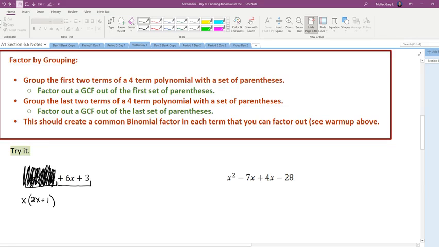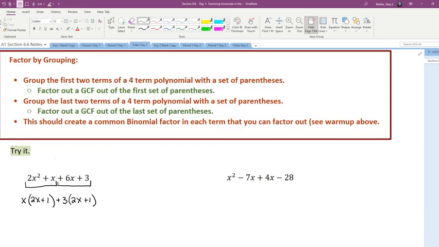We have a positive 6x plus 3, so we can factor out a 3. For this to look right, I'm going to factor out a positive 3, so I'm going to put a plus 3 here, leaving me with 2x plus 1. And so you'll notice that if this works, if we've done everything correctly, we have this common piece. They both have the 2x plus 1, just like we did in our warm-up above.